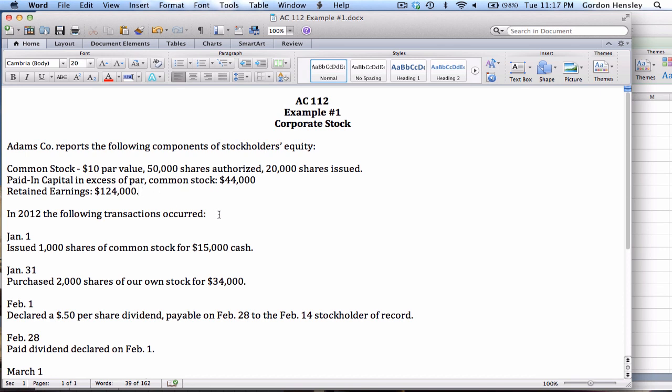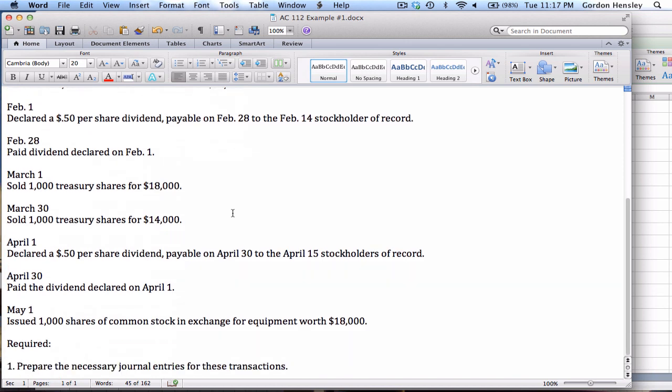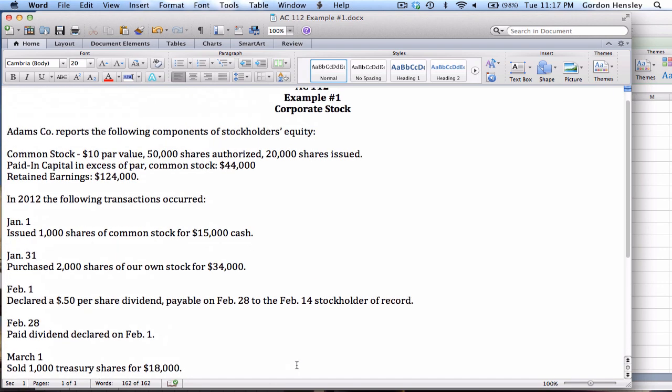Now, during the year of 2012, the following transactions occurred, and we have a whole series of different transactions here. On the requirements, we are simply required to prepare the necessary journal entries for these transactions. So we'll go through these transactions one at a time and record the journal entries. The first transaction is on January the 1st. They issued 1,000 shares of common stock for $15,000 cash.